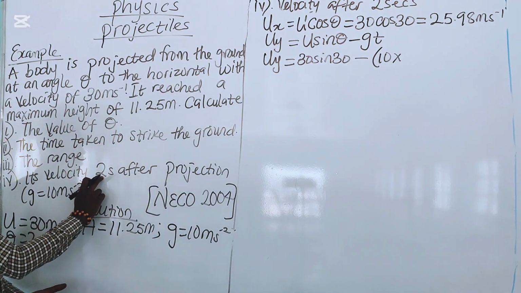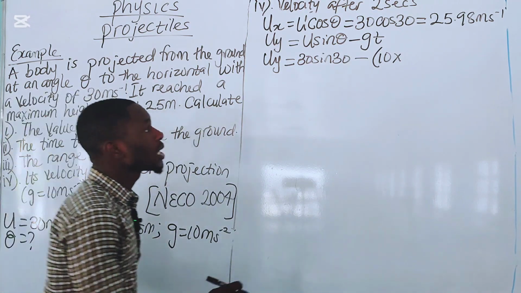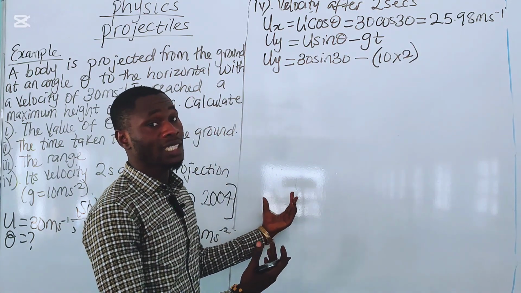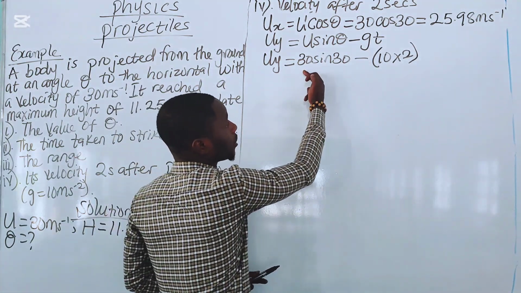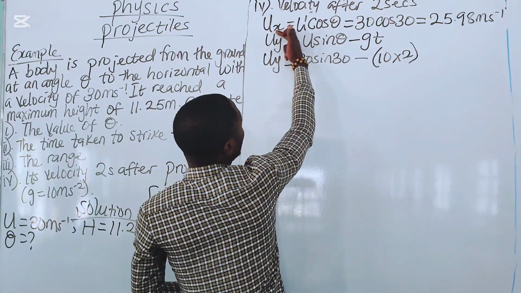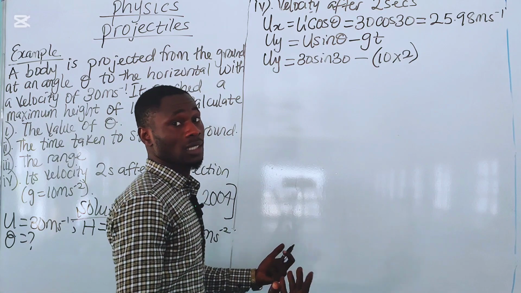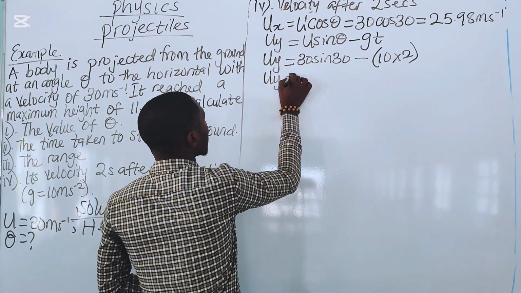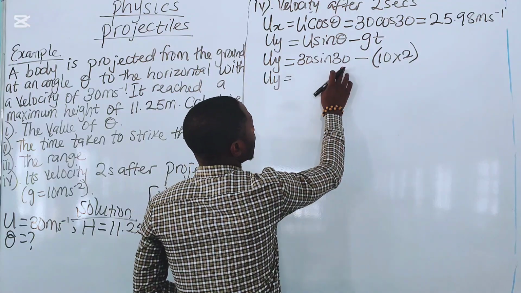We are asked to find the velocity after 2 seconds, so our time there is 2. You can see that the vertical component is time dependent, because it depends on the time spent by the projectile in air, whereas our horizontal component is constant. It's independent of time.